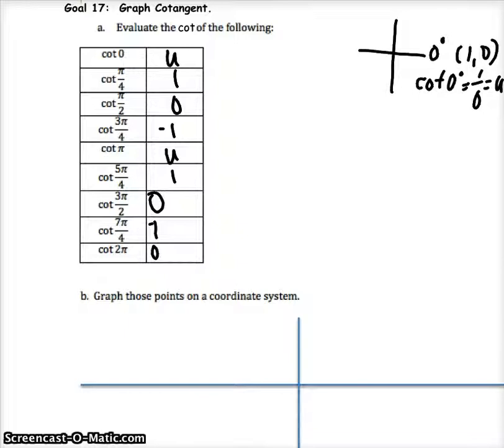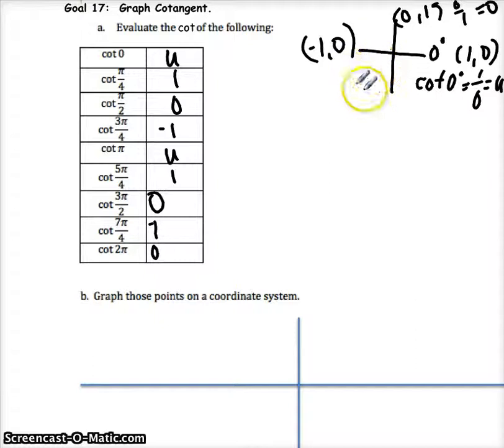Cotangent of pi over 2. The ordered pair at pi over 2 is (0, 1). So the cotangent is x divided by y, which is equal to 0. 3 pi over 4 is in quadrant 2, therefore it's negative. Pi radians, the ordered pair is (-1, 0), and again we would have x divided by y, which gives us undefined.